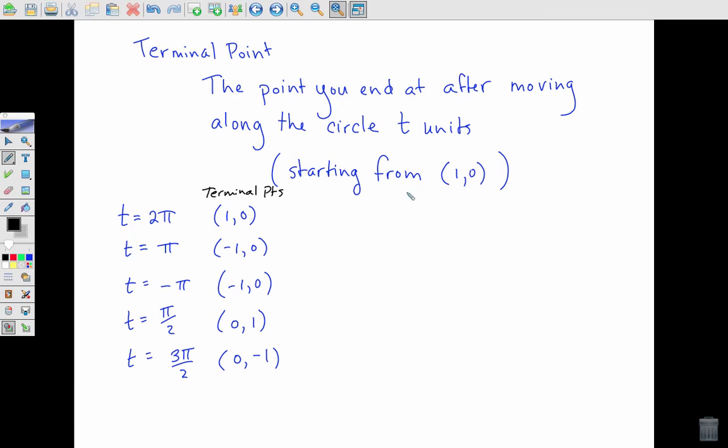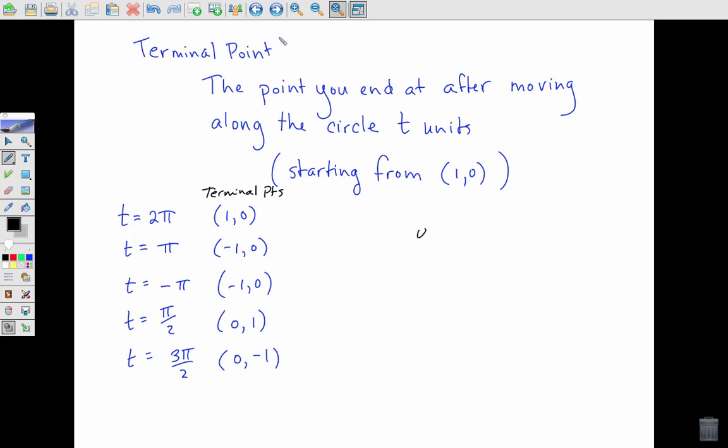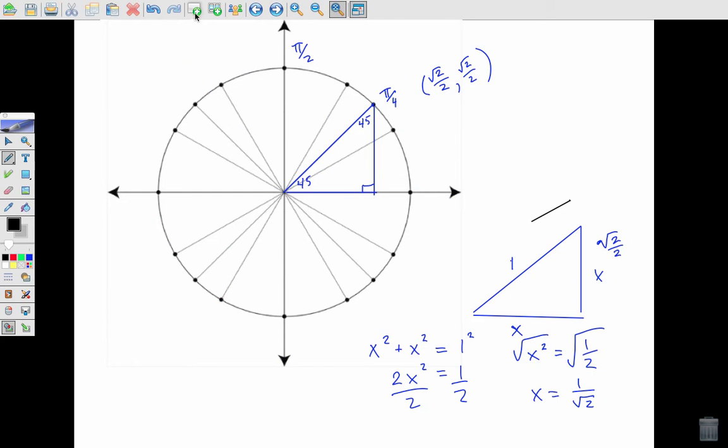Okay, and then the other thing we did was we started filling in our unit circle. So we talked about pi over 4, and we found that pi over 4 had a terminal point of root 2 over 2, comma root 2 over 2. And it turns out that there is a whole family of points that have very similar terminal points.